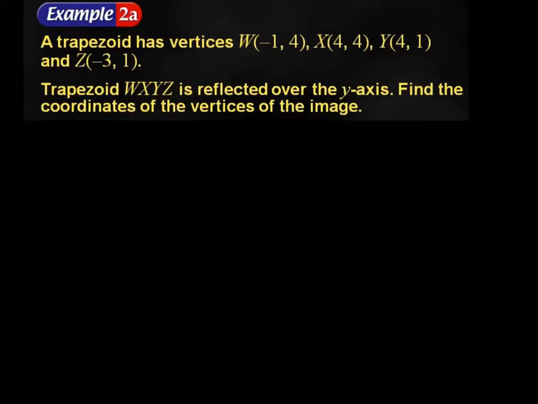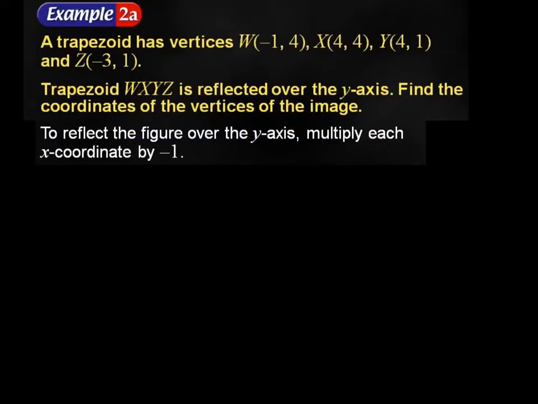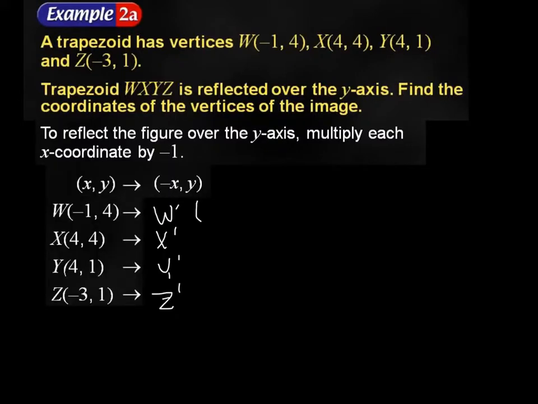A trapezoid has vertices at (-1, 4), (4, 4), (4, 1), and (-3, 1). The trapezoid is reflected over the y-axis. Find the coordinates of the vertices of the image. The rule to reflect over the y-axis is to multiply each x-coordinate by -1. So instead of (-1, 4), W prime will be (1, 4). Instead of (4, 4), X prime will be (-4, 4). Instead of (4, 1), (-4, 1). And instead of (-3, 1), (3, 1).